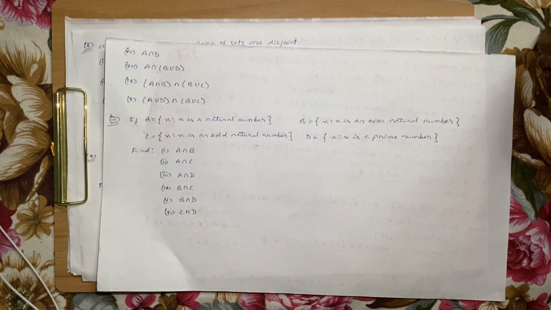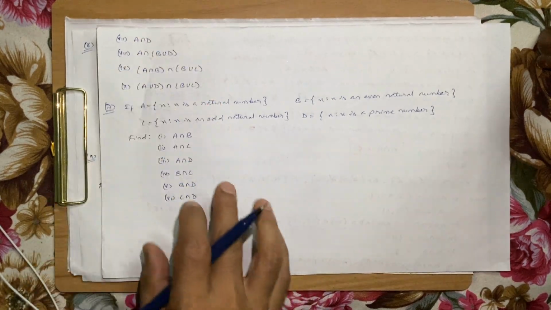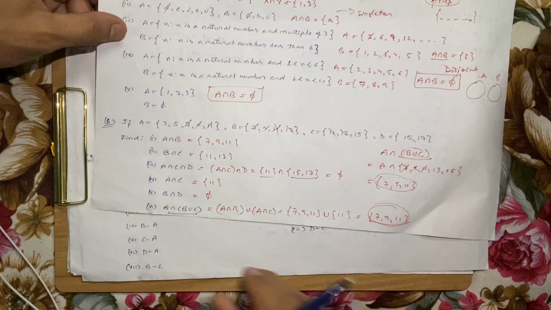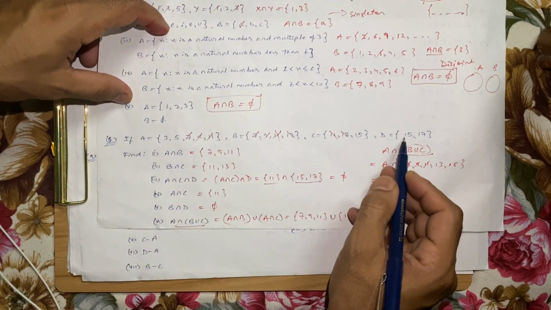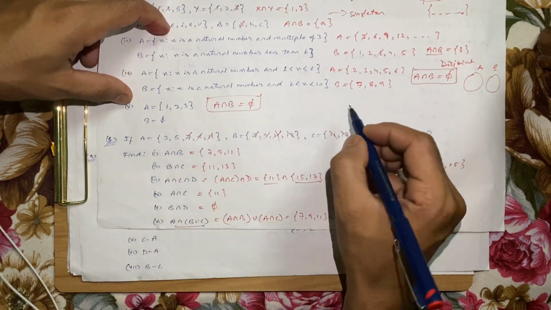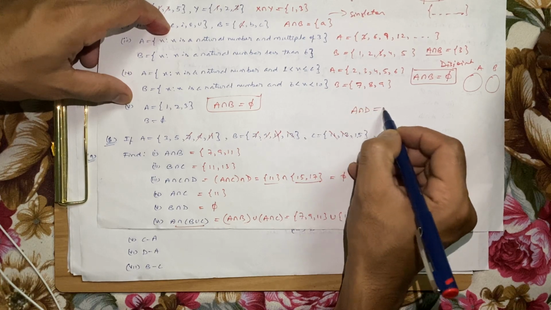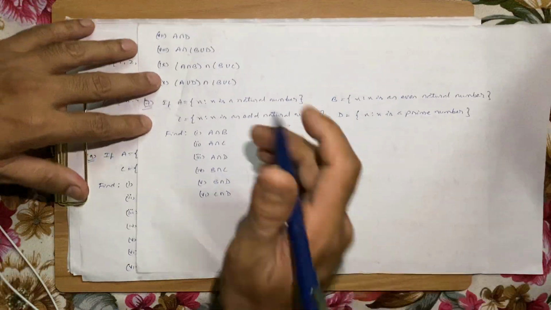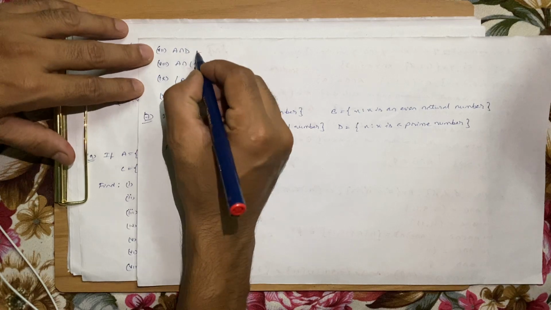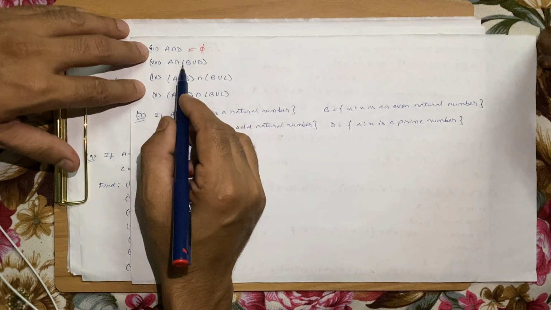Okay, now the next question is A intersection D. Let's do it. Is there anything common between A and D? A intersection D? No, it's a null set. Okay, so this will be a null set. Now it says A intersection B union D.